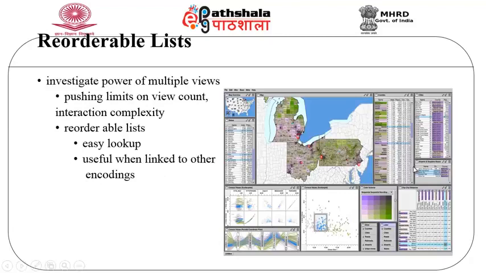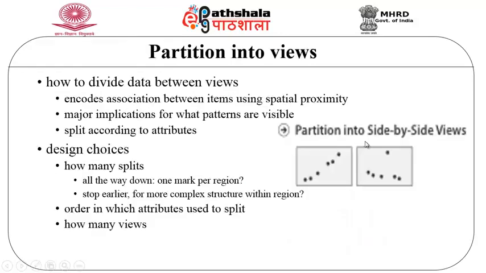patterns. So this is an example of a reorderable list, where you have a parallel coordinate system, you have a scatter plot system. So it is possible for me to view the entire data set using various kinds of reorderable lists.